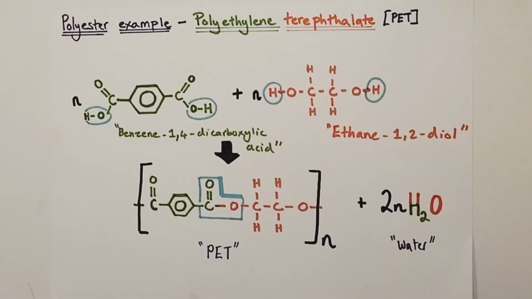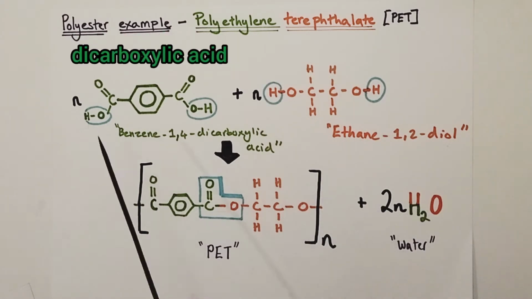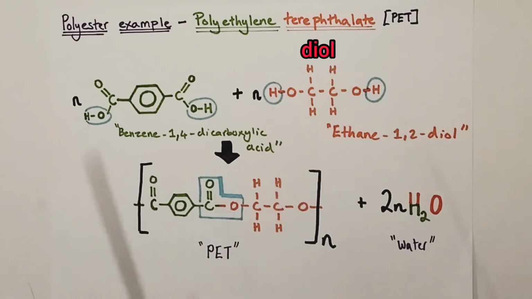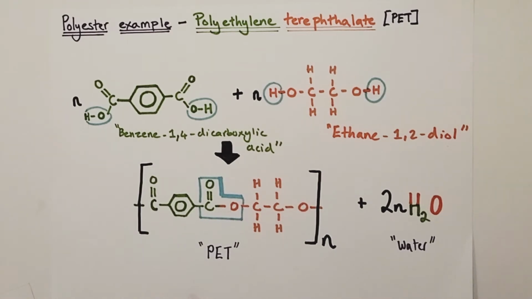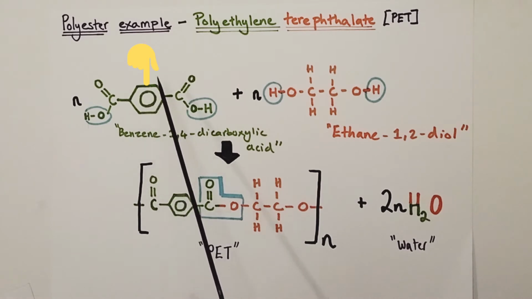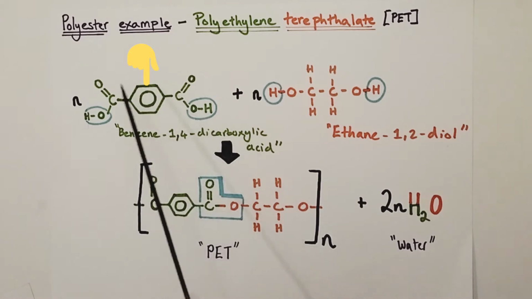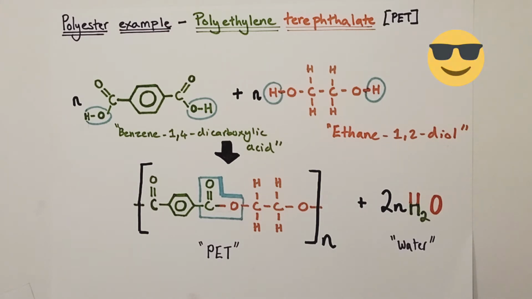A good real-world example of a polyester would be polyethylene terephthalate, or PET for short. This condensation polymer is formed when benzene 1,4-dicarboxylic acid monomers react with ethane 1,2-diol monomers. That would be another example of dicarboxylic acid monomers reacting with diol monomers. Benzene is the delocalized ring cyclic structure shown in the middle of these particular monomers. Now, I won't be expanding upon benzene in this particular video, but I might in other videos on this channel in the future. Plug, plug.